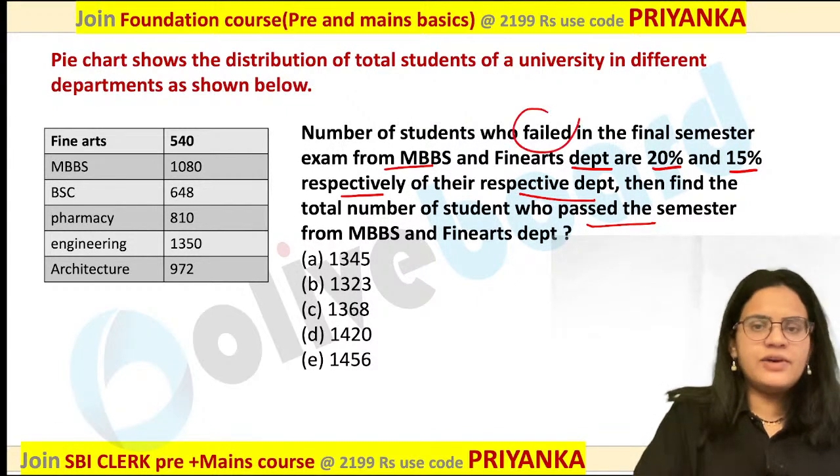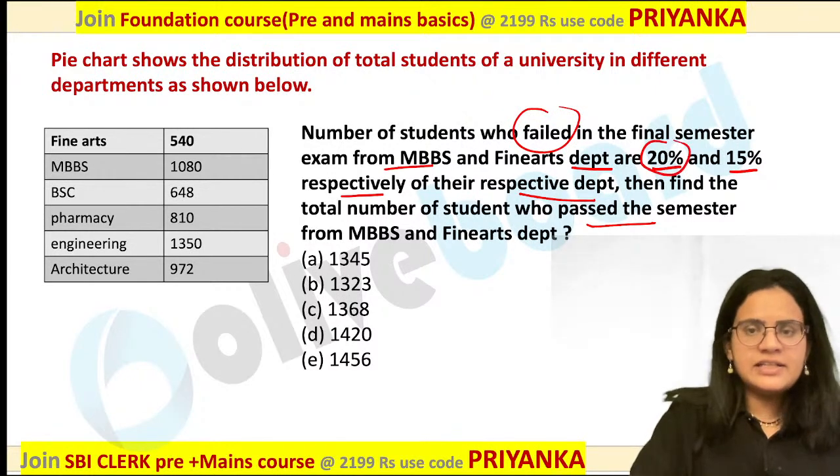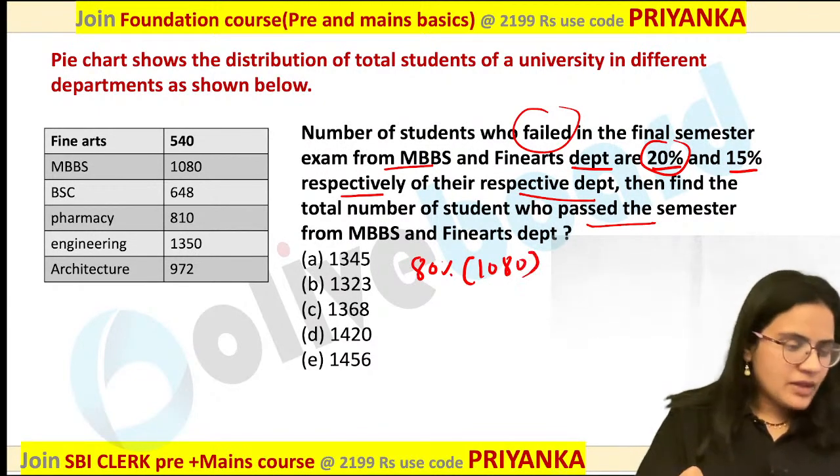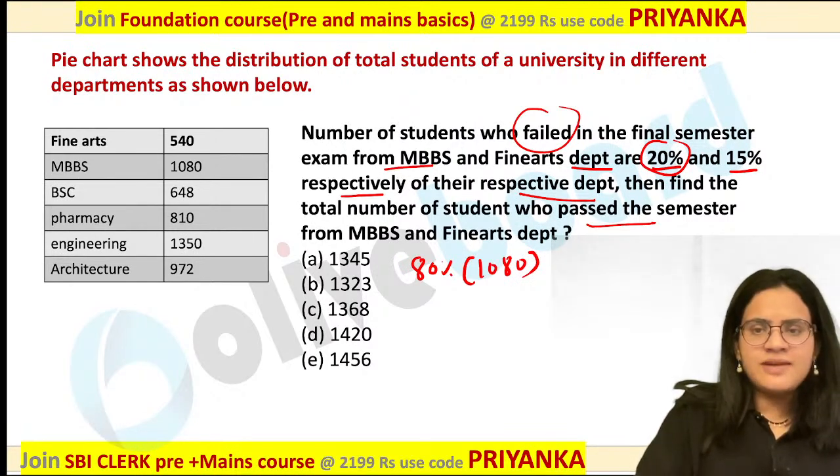So this is the value of failed value. If 20% is failed value, how much would be the passed value? 80% of MBBS. That is nothing but 80% of 1080. Are you getting this point over here? Yes. And what is the next value?